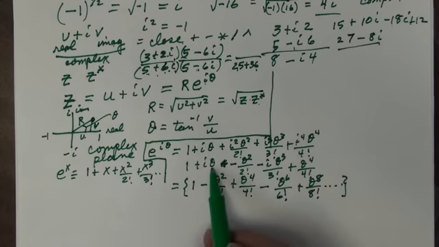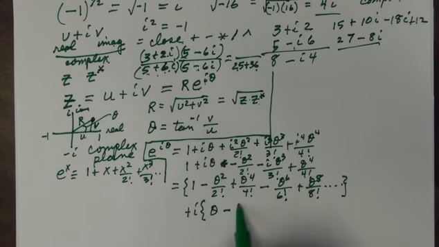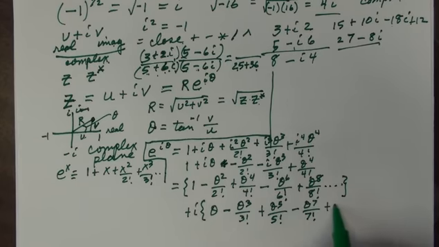Then you get another sequence multiplied by i, and that's the alternating terms, which is plus i times the infinite sequence theta minus theta cubed over 3 factorial. There's the minus theta cubed over 3 factorial. This next term would be plus theta to the 5th over 5 factorial minus theta to the 7th over 7 factorial, all the way to infinity.